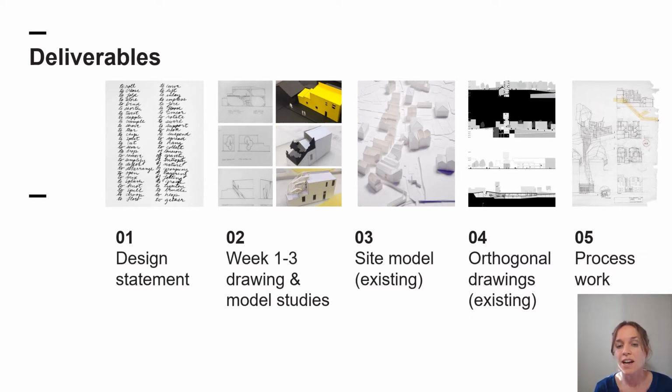The third is the site model, and that's a model of the existing site. You'll be able to plug your design ideas that you've modeled in weeks 1 to 3 into this site model. The fourth are the orthogonal drawings, so these are the existing drawing package that you've been working on in your groups. And the fifth is the collection of your process work, both 2D and 3D.